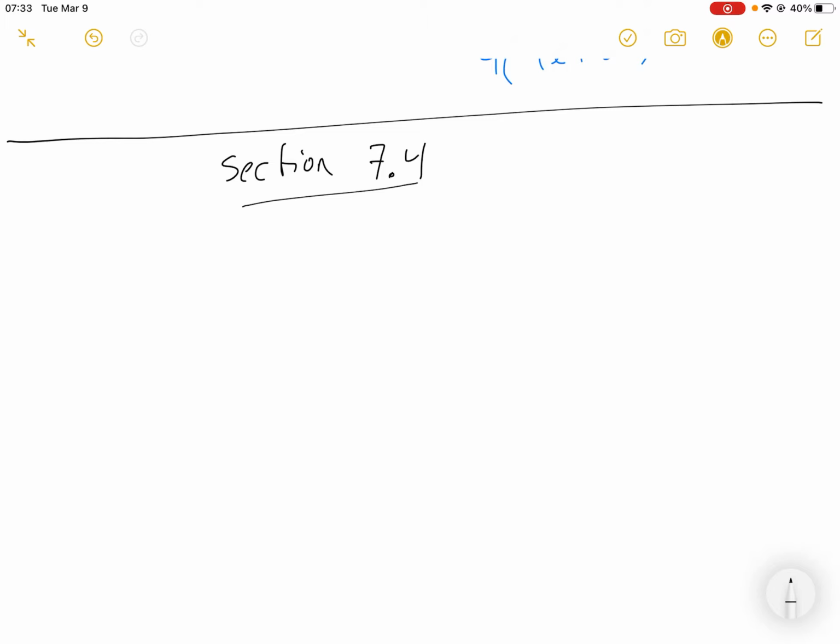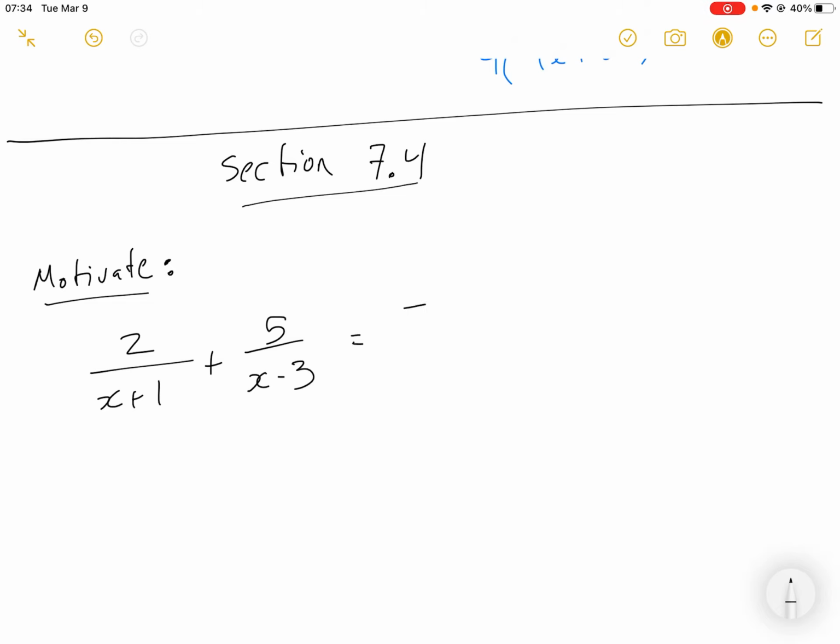Now first, I want to sort of motivate what we're doing in this video. And so I'm going to write something down. In the previous video, we just added rational expressions. So let's say we were adding, just as an example, 2 over x plus 1 plus 5 over x minus 3. If you add these together, I did this beforehand, you would end up with 7x minus 1 over the common denominator, which would be x plus 1 and x minus 3.